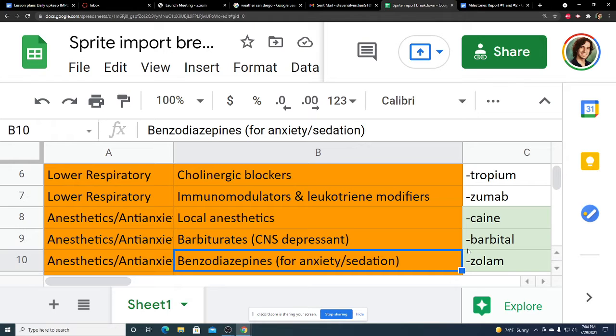Okay, so maybe we change the designation and keep the benzodiazepine.